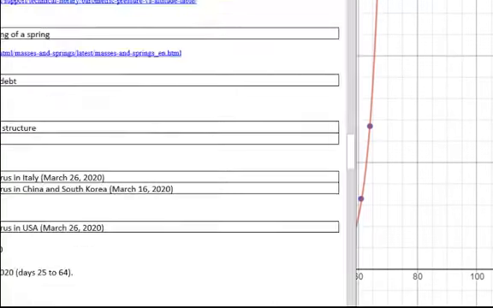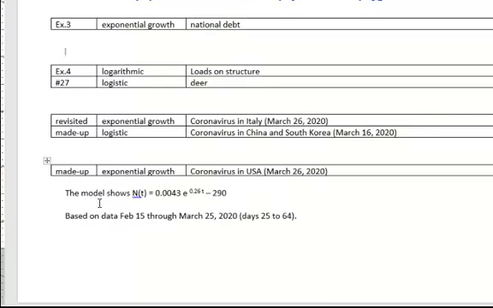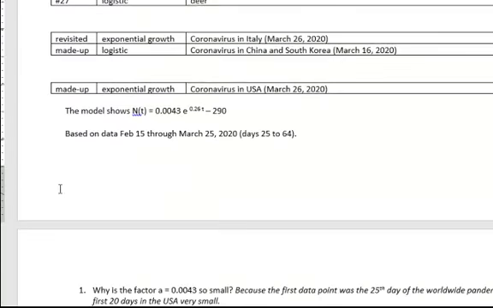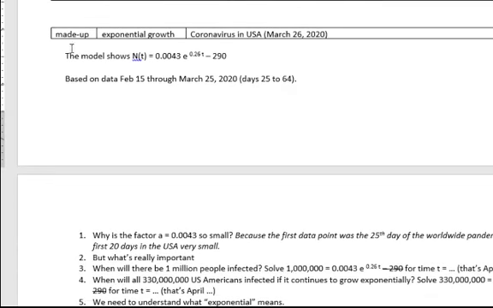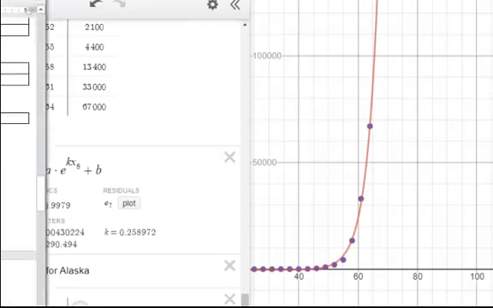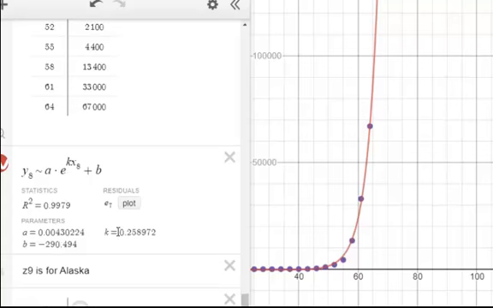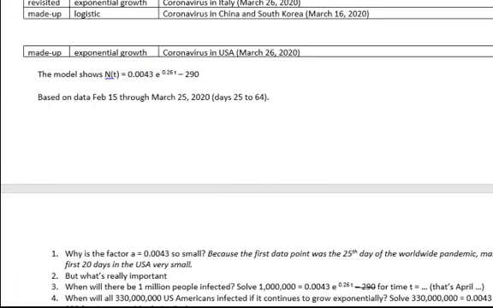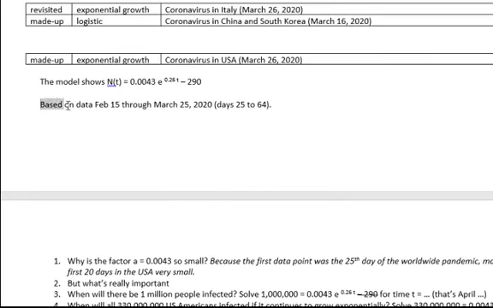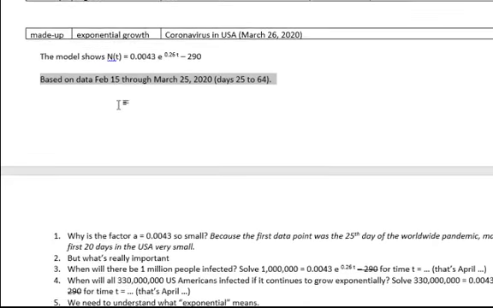So I made a couple of questions here. Let's see, what do I say here? So the model shows this. Let's see if that's true. 0.26 and 0.0043. Yep, there it is, 0.0043 and 0.26. The B here is really not that important. That's just to adjust a little bit. And then I'm saying, okay, I based these data on February 15th through March 25th, every third day. So these days 25 through 64, day 25 being February 15th, after January 20 when it really started.